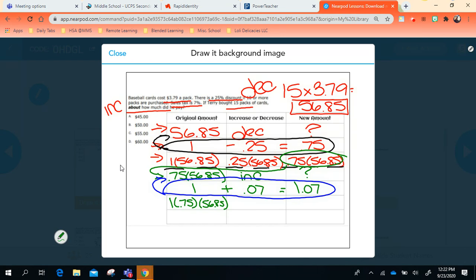For my next one, it is 0.07 times 0.75 times 56.85. Perfect. Okay, so I'll tell you the last one. For my last box, 1.07 times 0.75 times 56.85. Perfect. So now you're going to solve.